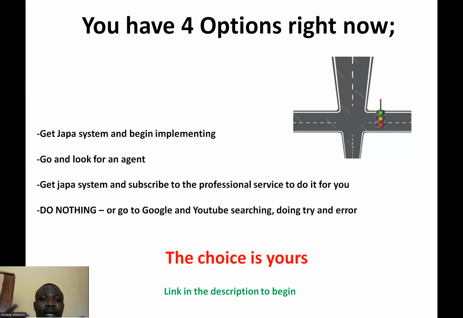Option 3, get this Japa system and subscribe to our professional service. People do ask me, Daniel, link me to a legit agent that can help me with admission and visa. Get Japa system. Professional service is there that will handle your admission and visa for you, just like an agent. That's option 3.